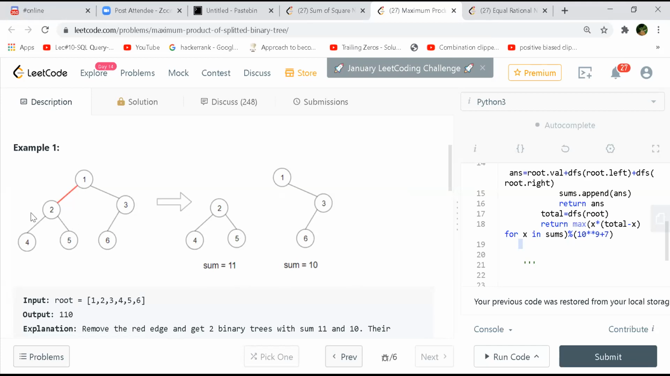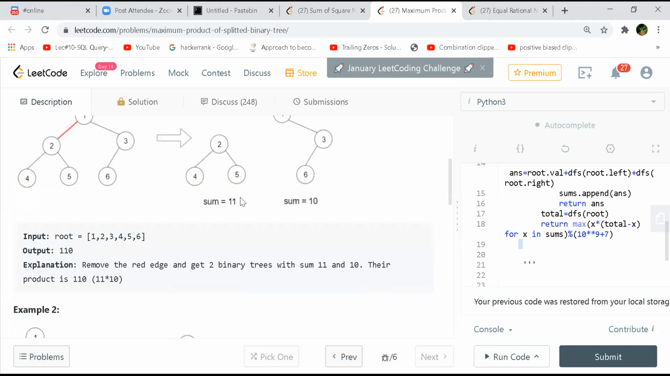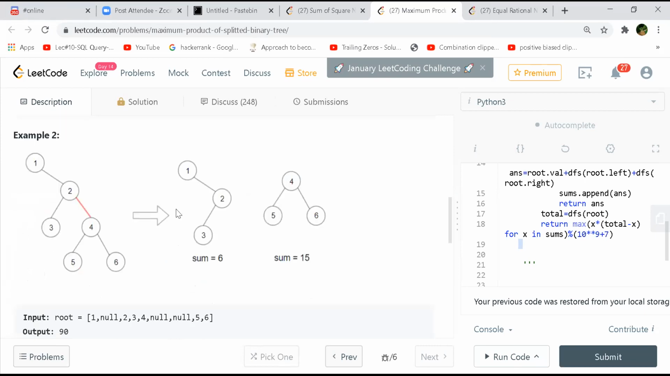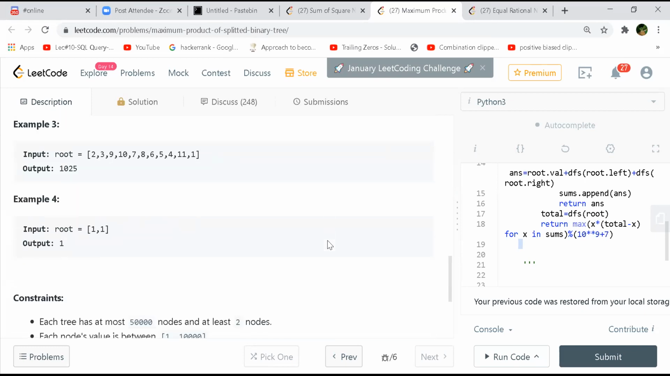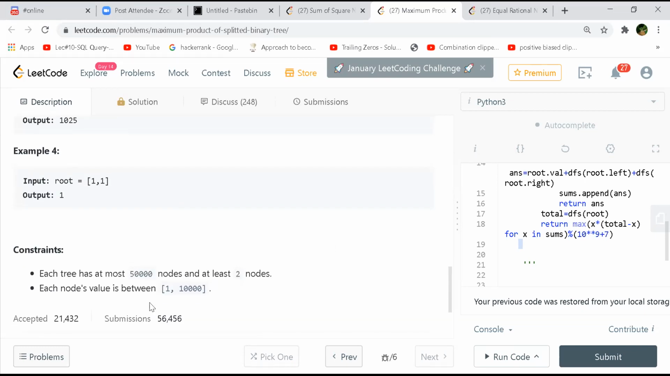Because if you make a cut at this point, 4 will be on this side, and if you sum them up, it will be 5, 2, 7, 1, 8, 8, 3, 11, 11, 6, 17, 17 for the 6 and 8. So this is the only possibility where you will get the maximum. Same for this, this split will give you the max. It will have 50,000 nodes at most, and at least 2 nodes. So minimum will be 2 and maximum will be 50,000, and node values will lie between 1 and 10,000. Okay, yeah.